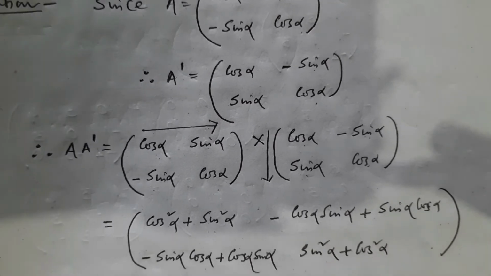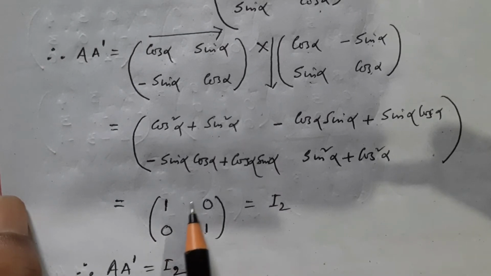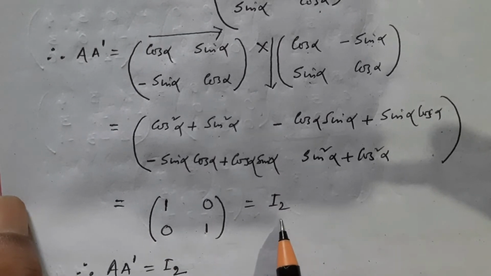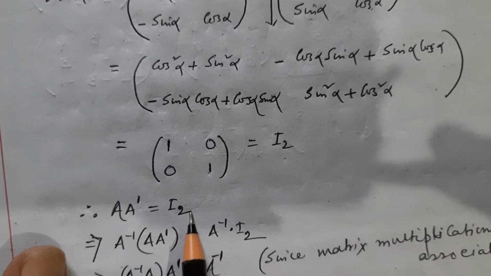And if we simplify, we get [1 0; 0 1]. That is the identity matrix, that is known as I2. Therefore A into A transpose that is equals to I2.